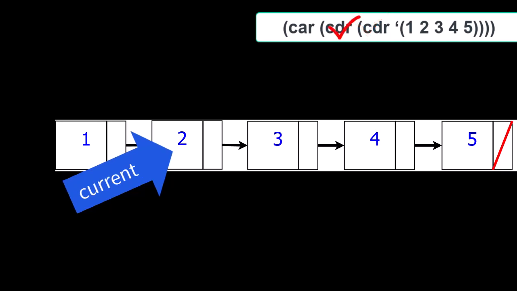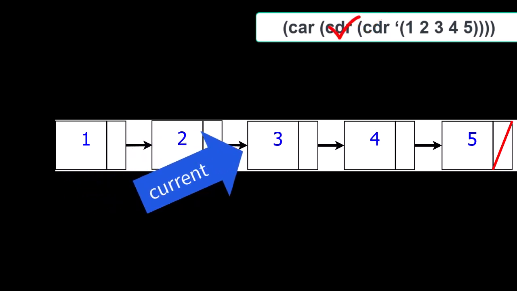And then we're going to do the exact same thing with the second CDR. So that's actually going to rip out that one and get us a 3, 4, 5. Now, what is the car, or the first item in that list? It's going to be 3 for our result in that particular problem.